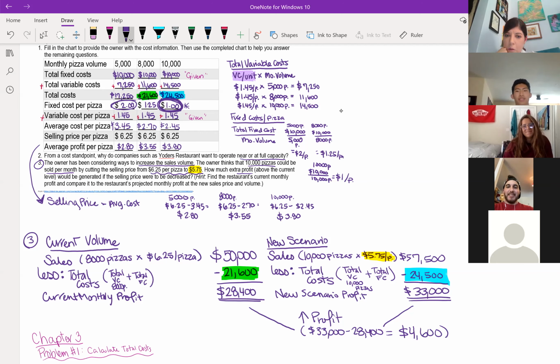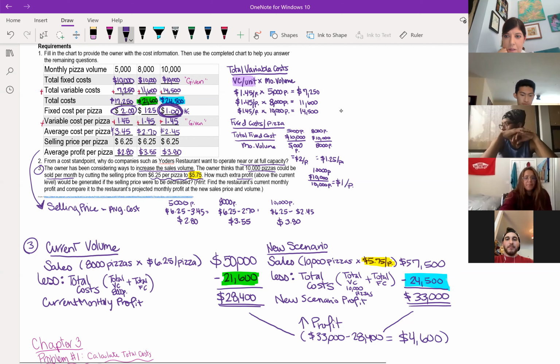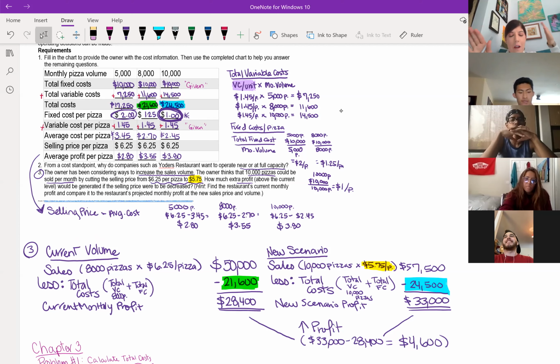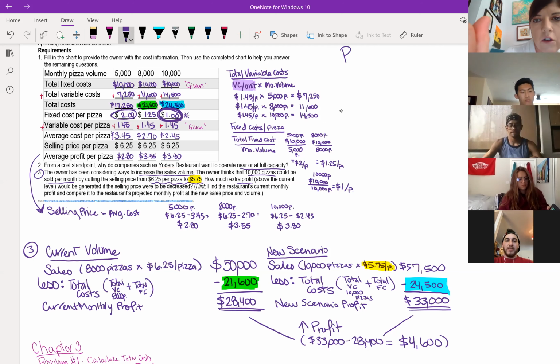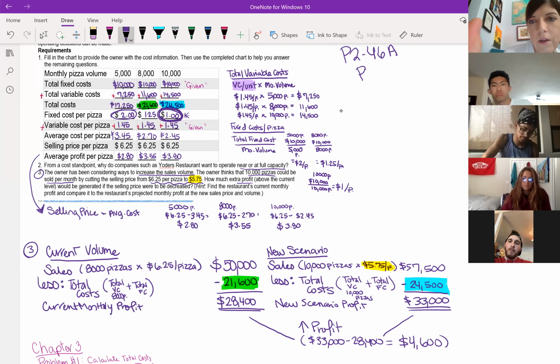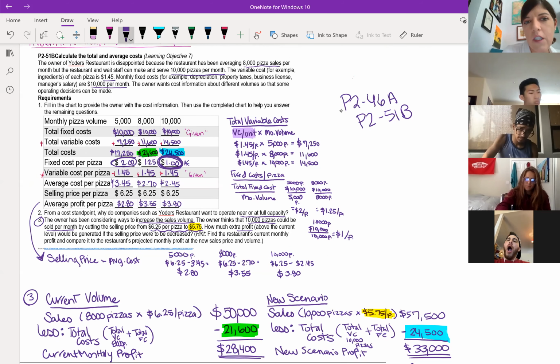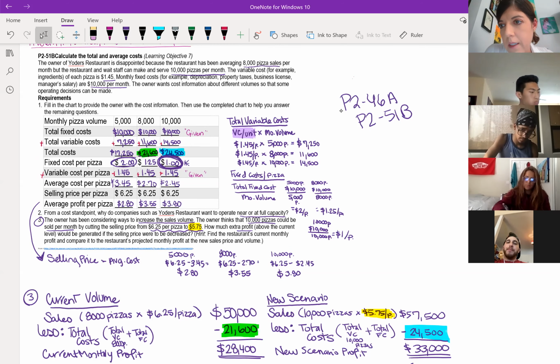How do you guys feel about this one? Okay. So 9.5 out of 10. Pretty good. Practice it. You should be fine. I know you'll be fine. And the similar problem, P246A, P251B, and then anything that addresses learning objective 7 in chapter 2 is going to help prepare you for this problem.